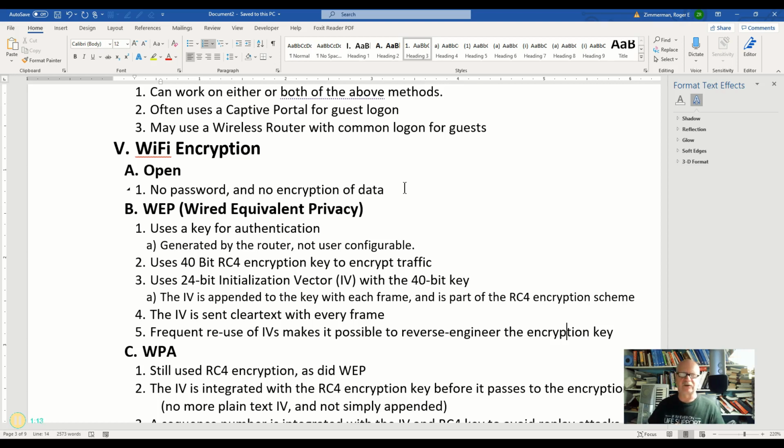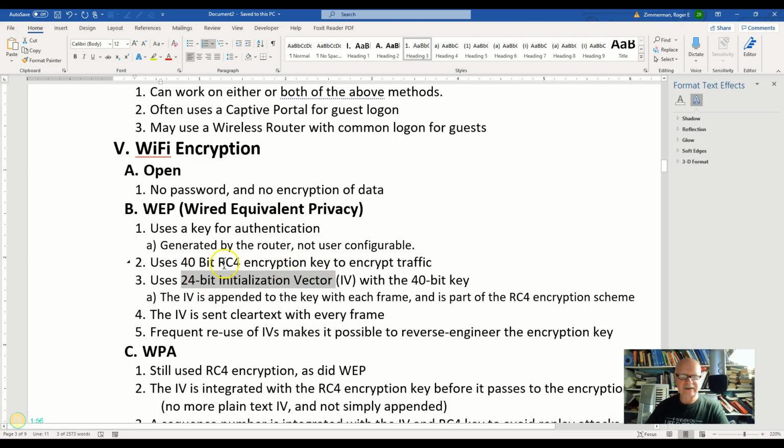Now, if you remember back to our discussion on encryption, you might remember that RC4 is a streaming encryption method. It's not particularly powerful, but that is not the biggest weakness in the system. The real weakness that makes this so bad is the 24-bit initialization vector. Now, this is a number that changes with every frame. The 40-bit encryption key that is used for RC4 stays the same, but the 24-bit initialization vector changes with every frame.